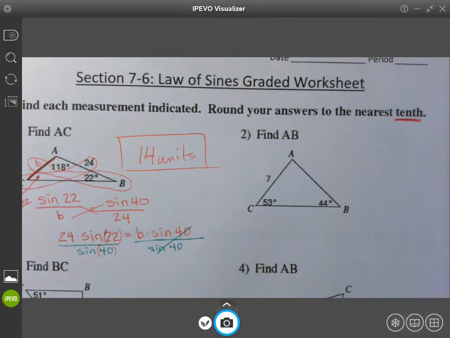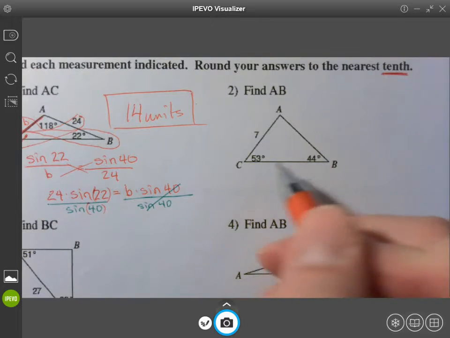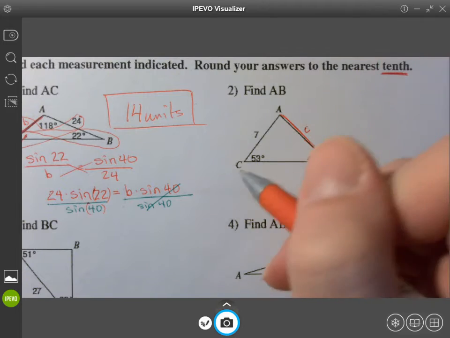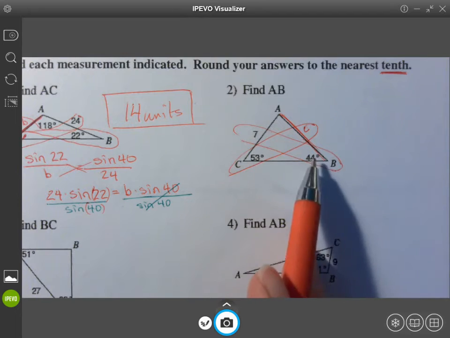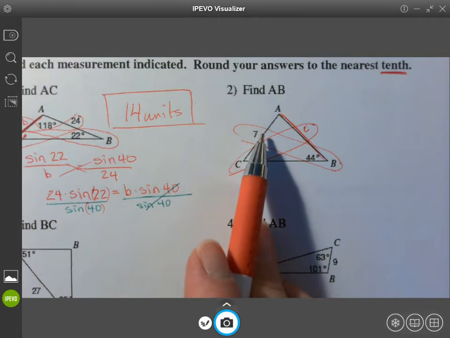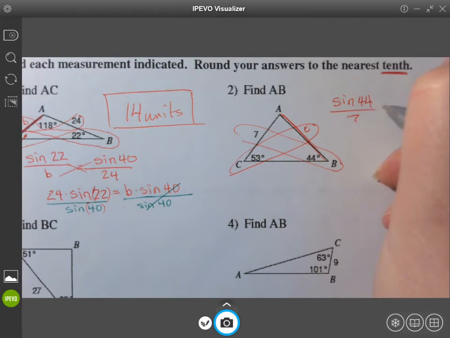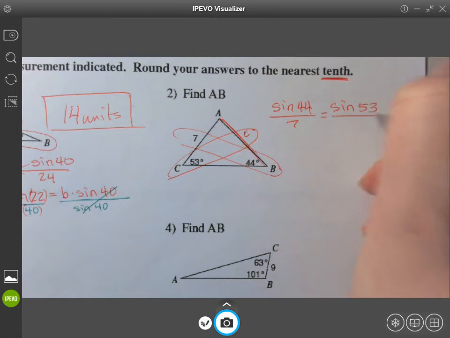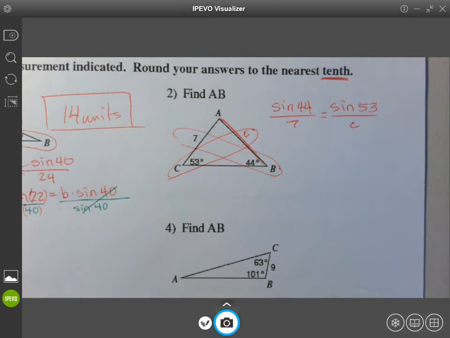Okay, so that's pretty much the same on these that are asking for the sides, numbers 1 through 5. But again, do me a favor, when it says AB, find side AB and highlight that. That's actually side C. So when you go to set this one up, this one's nice because do you see you have your pair? Sine 44 over 7. Let's just set that one up. Sine 44 over 7 would equal sine 53 over what? C. Then cross multiply. Make sure you circle your final answer so we're not trying to look for it.